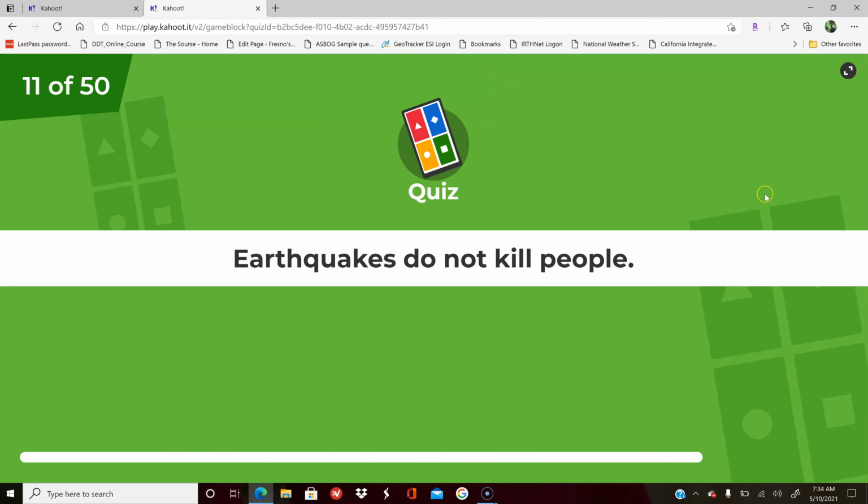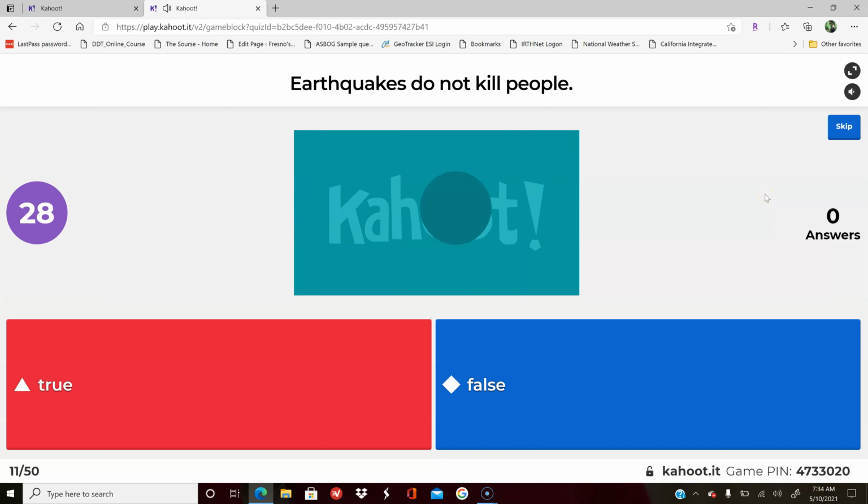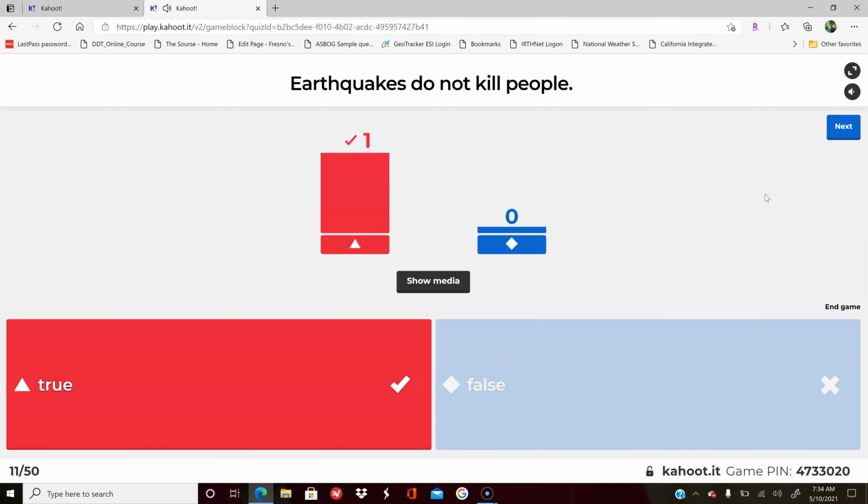Earthquakes do not kill people. Correct, true. So earthquakes do not kill people. Falling objects, buildings, bridges, things like that are what kill people in an earthquake. If you're standing in the middle of a field, you are not going to die in the earthquake unless something falls on you.